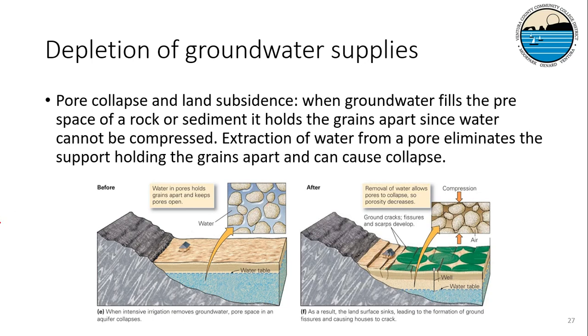So here's a diagram picture of that. If we have a water table here that's normally filled with water, and we withdraw a bunch of water from it, now these sediments near the surface are filled with air as opposed to water. We see small collapses here, and this is represented by cracks or fissures or scarps. And we see that overall the land is sinking.